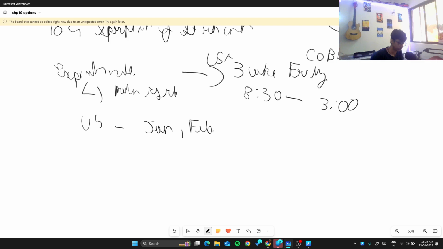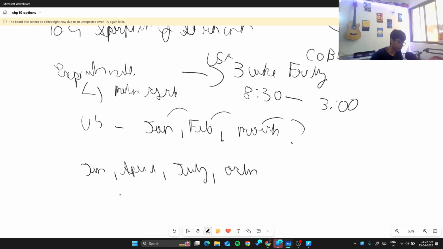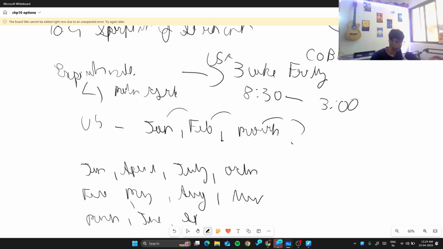So the stock option in the US is from Jan, Feb, March cycle. So there is a cycle of 4 months, right? In the Jan cycle, the upcoming month of expiry is Jan. After Jan, it will be April, July, and October. And in the Feb cycle, it will be Feb, May, August, November. And in the March cycle, it will be March, June, Sept, and December.